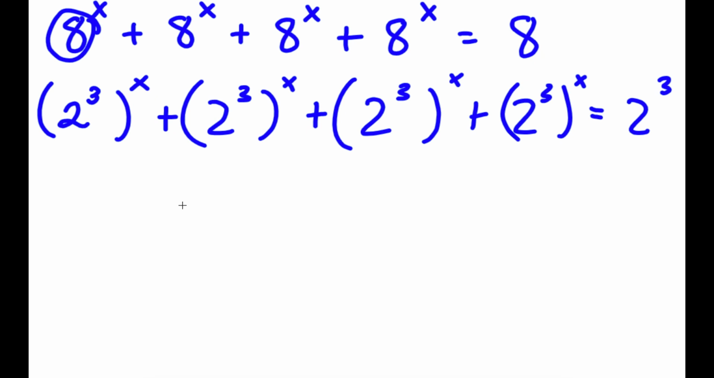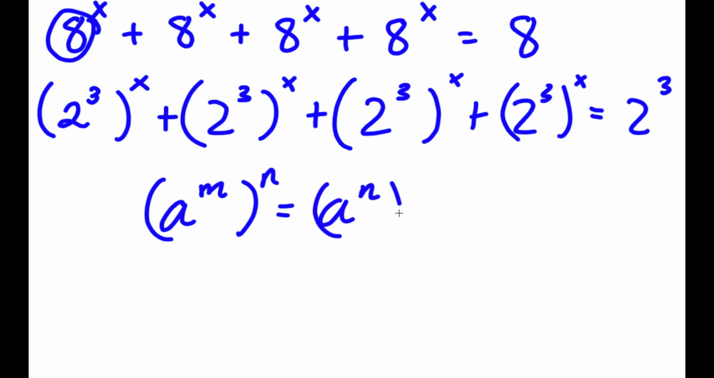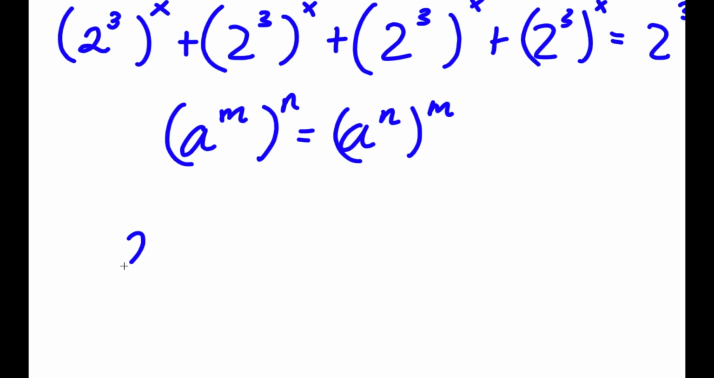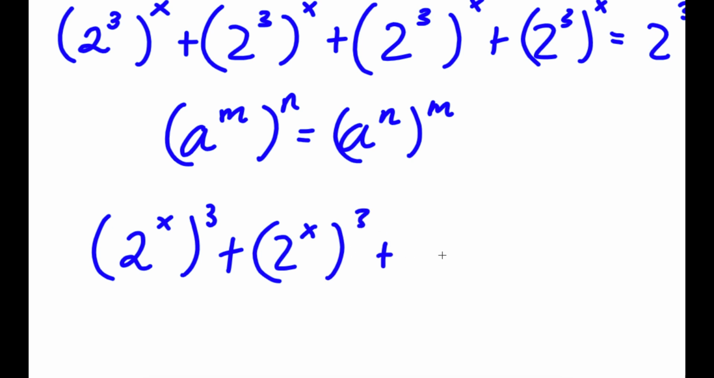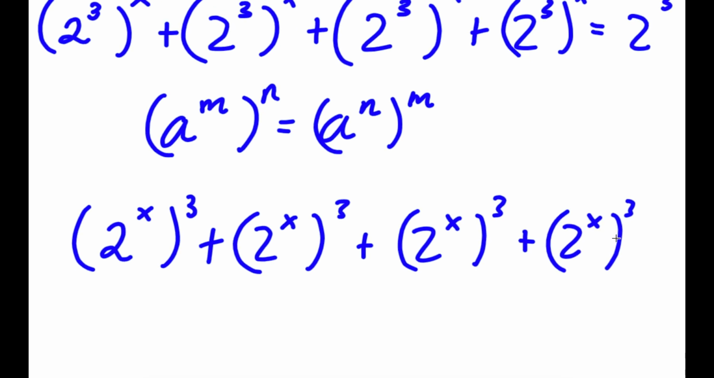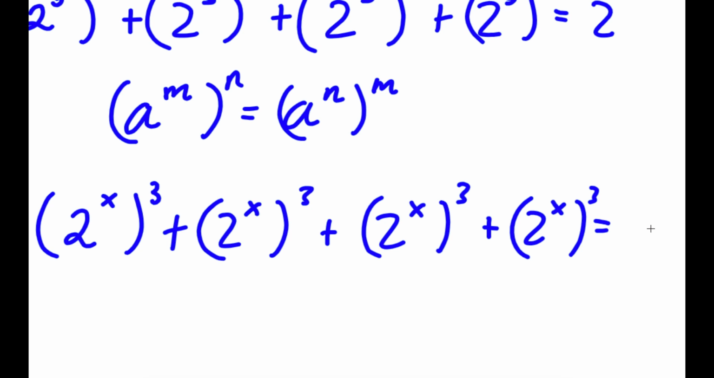Now, if I have something in the form a to the power of m to the power of n, this is the same thing as a to the power of n to the power of m. So 2 to the power of 3 to the power of x is the same thing as 2 to the power of x to the power of 3. So now I have 2 to the power of x to the power of 3, four times added together, is equal to 2 to the power of 3.